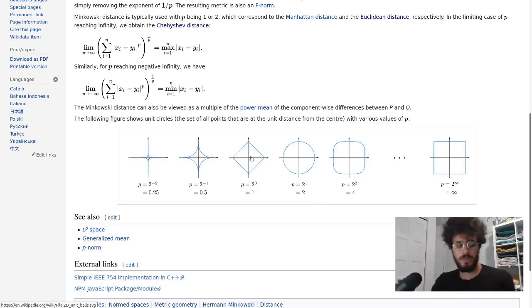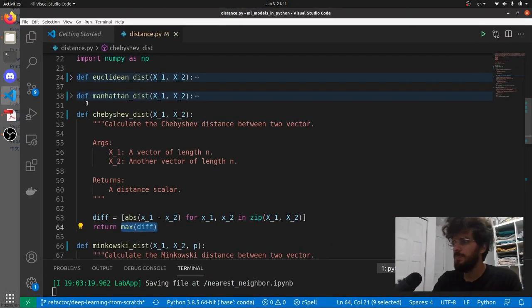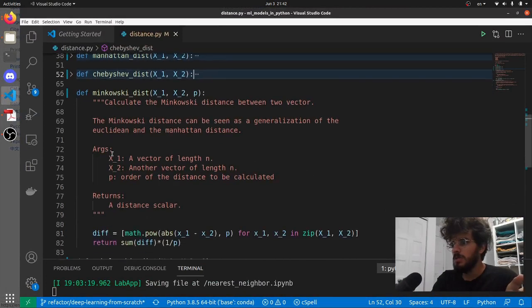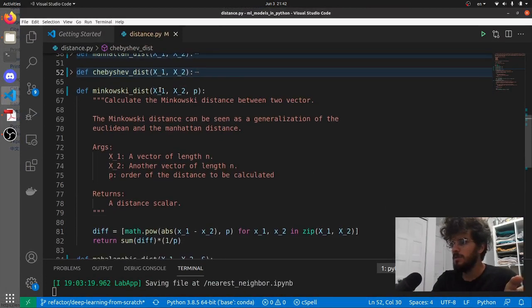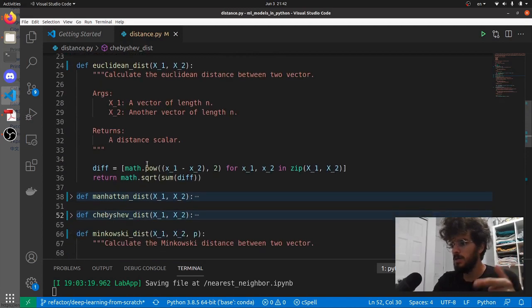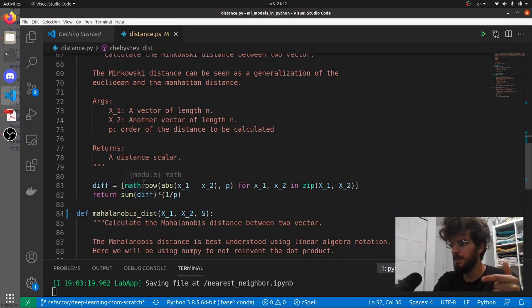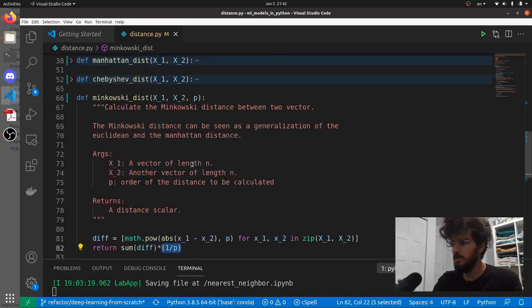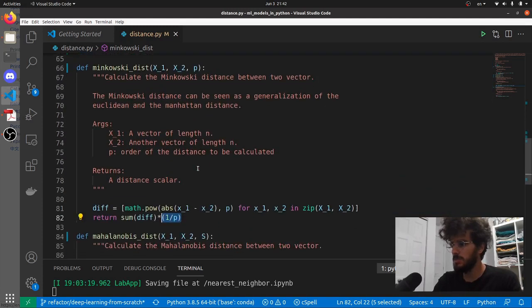So let's take a look at the code. Once again, not too difficult. We have this vector, this other vector, and then p, which is the order of the distance to be calculated. It's the same thing as the Euclidean, except that there's going to be a power over here, right? And then here we do times 1 divided by p, and we're summing the difference. But it's the same kind of trick that we're using.